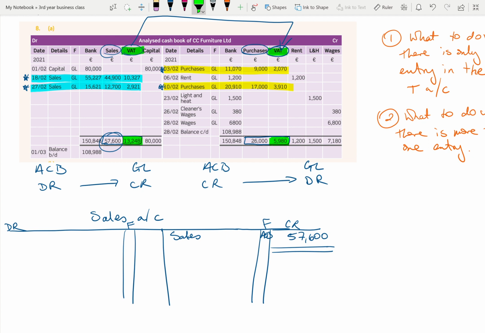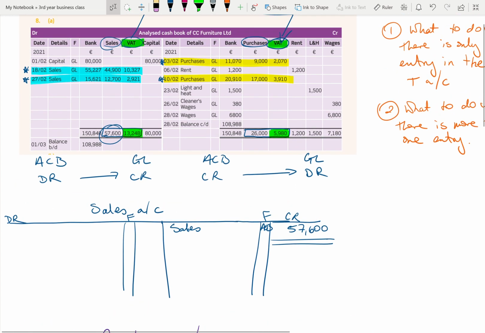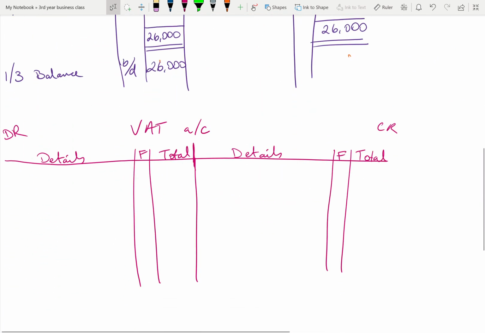We're only using the totals, and it's very important that we are very careful that those are the numbers we use. So we're going to go back down now, and remember the same rule applies. If it's a debit in the analyzed cash book, it's a credit in the general ledger. Okay, so our cash sales have VAT of 13,248. So we're going to take care of that.